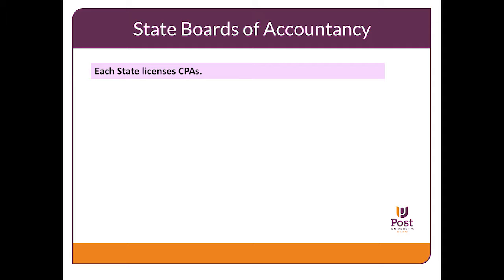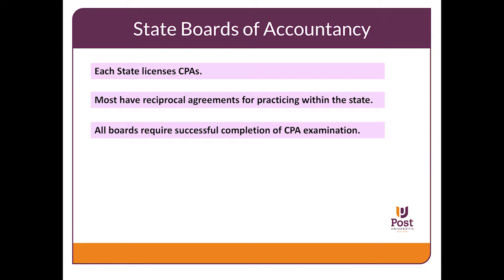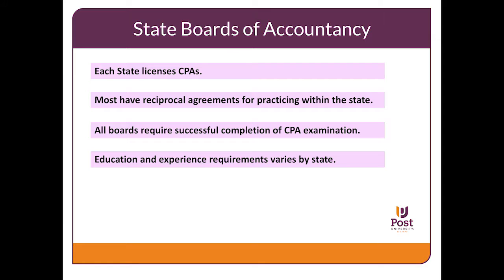Each state has a state board of accountancy that licenses CPAs. Most have reciprocal agreements for practicing within the state. All boards require successful completion of the CPA exam. Education and experience requirements vary by state, but most require 150 credit hours of college education, not a master's degree. It's 150 credit hours of college education.